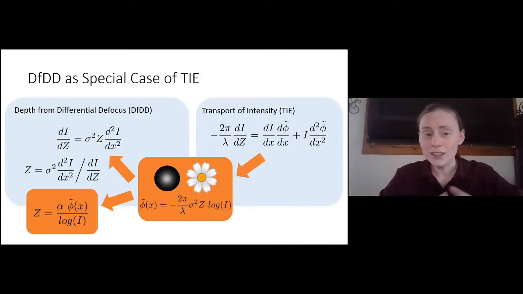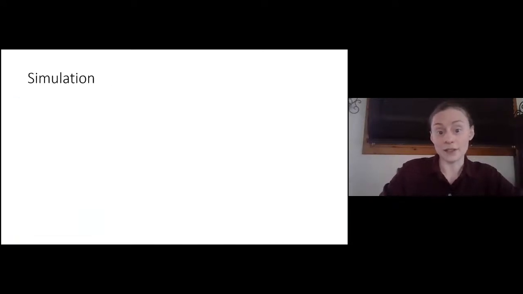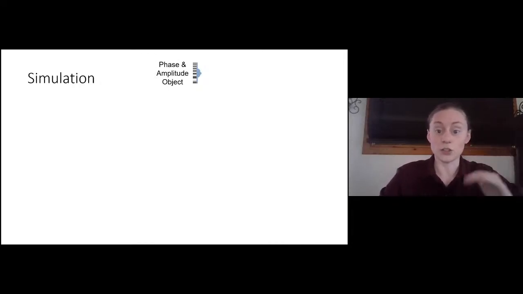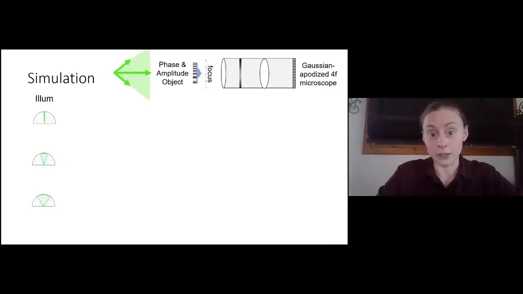Now, computationally, this is going to be slower and less stable than the direct method, but it demonstrates the deep connection between these quantities. So let's look at what happens in a toy scenario. I'll take a phase and amplitude object where the phase has these three little bumps and the amplitude has these chirp stripes. And we'll simulate what that looks like slightly off focus, through a Gaussian apodized 4F system under high, medium, and low spatial coherence illumination.